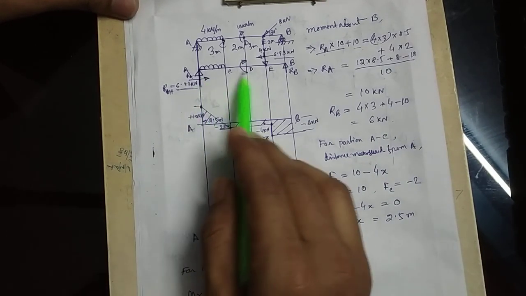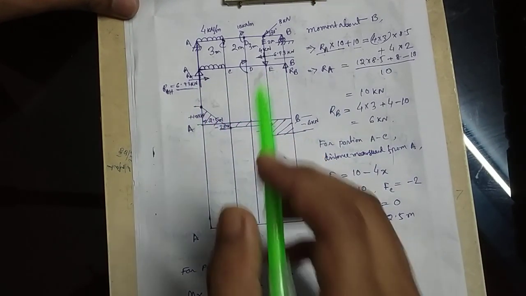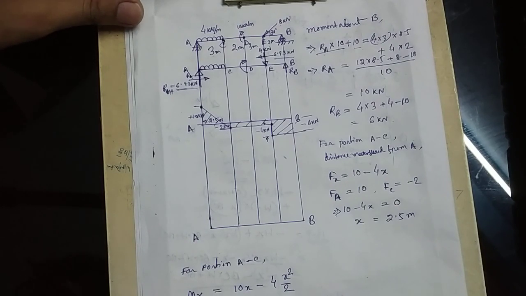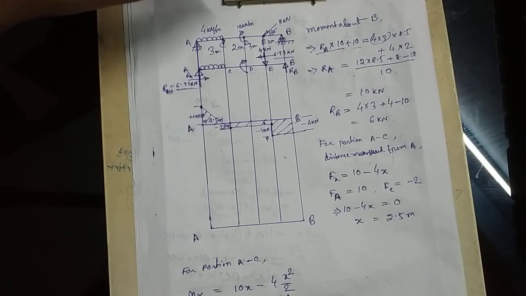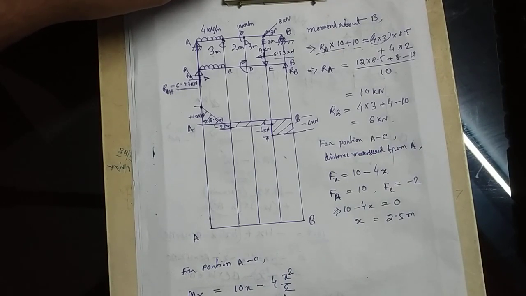beam is under sagging action, so the bending moments will be positive here. So this is the equation where 4x is the load and x by 2 is the distance from A.